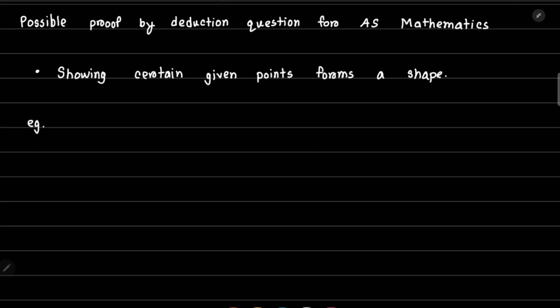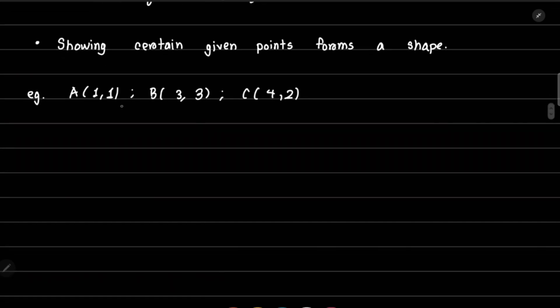For AS mathematics, we have a variety of proof questions by deduction. Some of them are about showing that certain points form a certain shape. So I might be given the coordinates of 3 points and I might have to show that it forms a right angle triangle. So I can show you some examples of it. The first one is we are given 3 points, A which is (1, 1), point B which is (3, 3), and point C which is (4, 2).